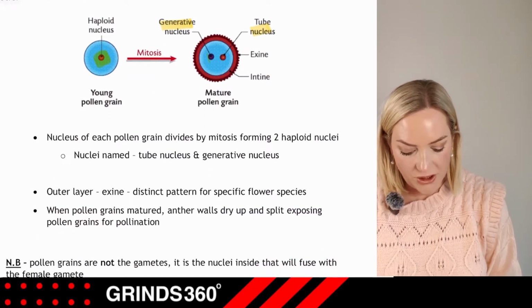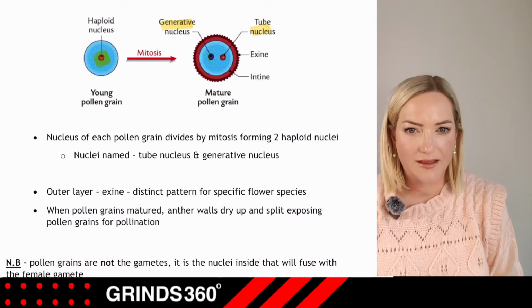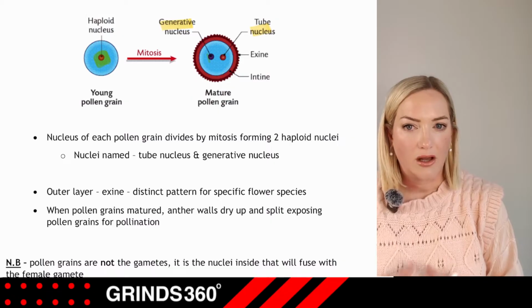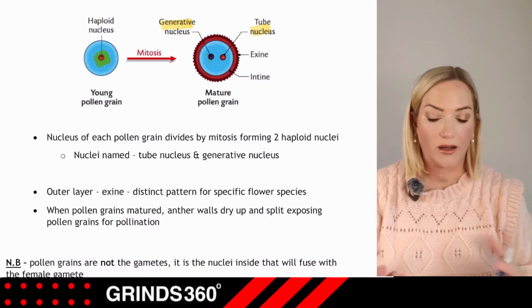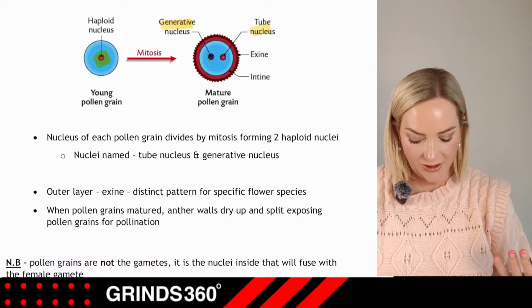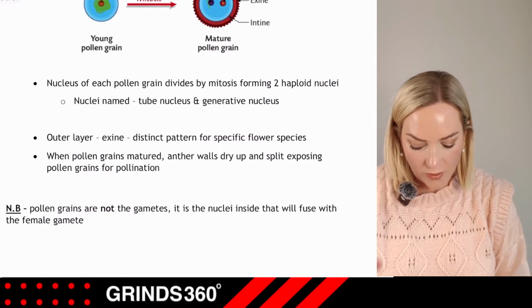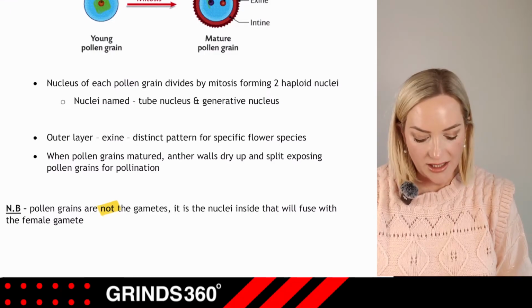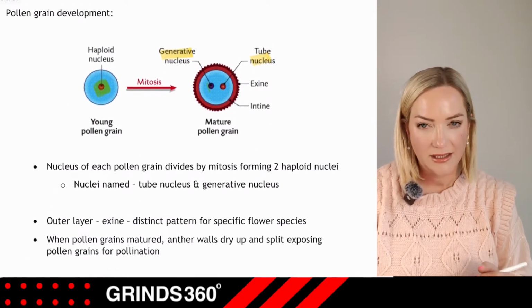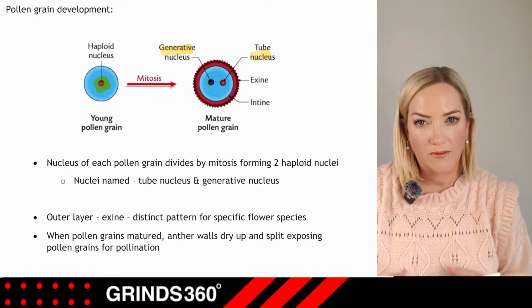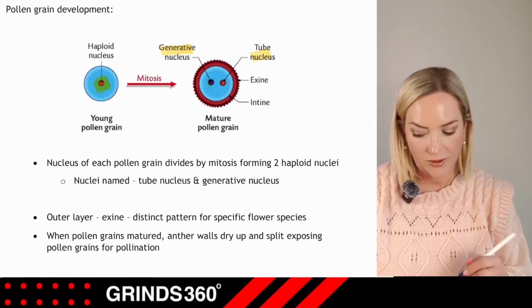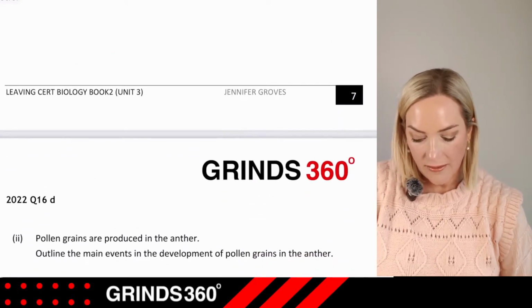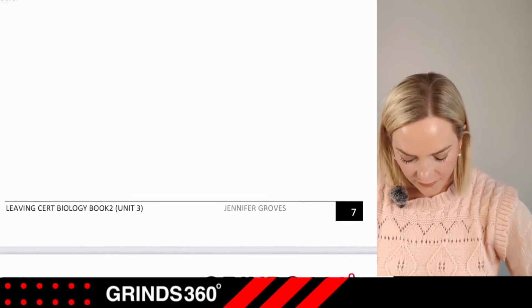When our pollen grain matures, like I mentioned before, the anther walls are going to dry up and split, and that is how our pollen grains are going to be exposed to help with pollination. Pollen grains are not the gametes, okay? It's the nuclei inside that are the gametes. The gametes are going to come from the generative nucleus, which we're going to look at. So now let's look at a question on male gamete formation.